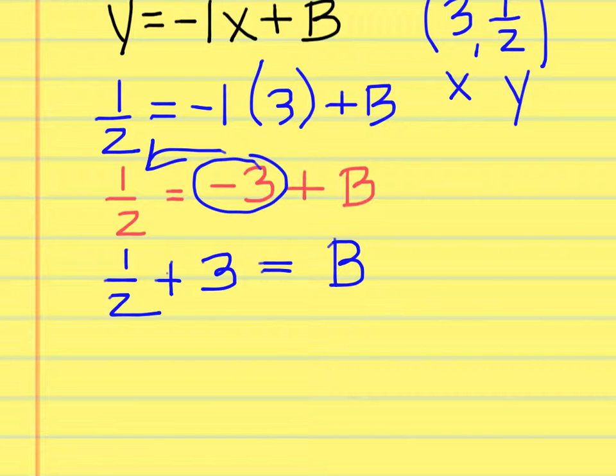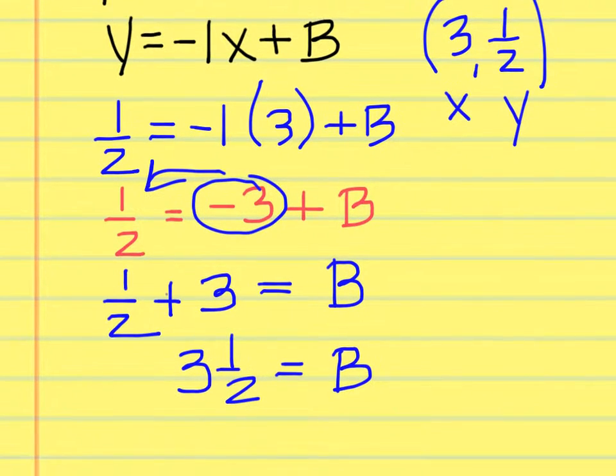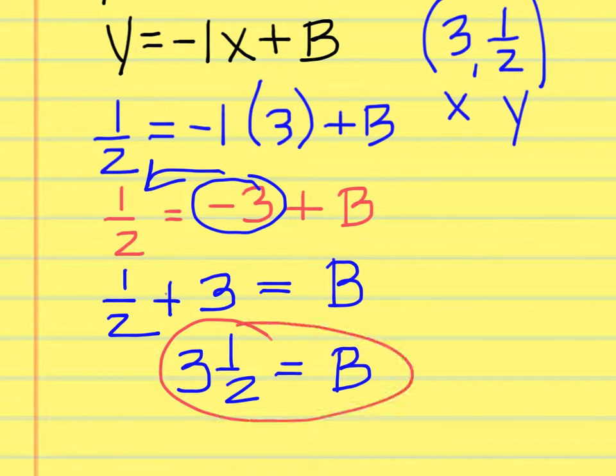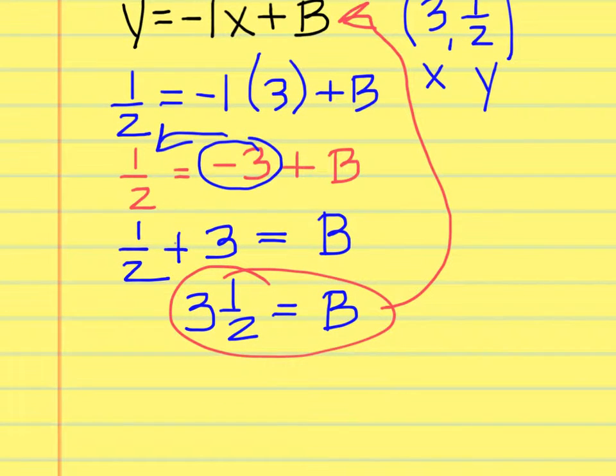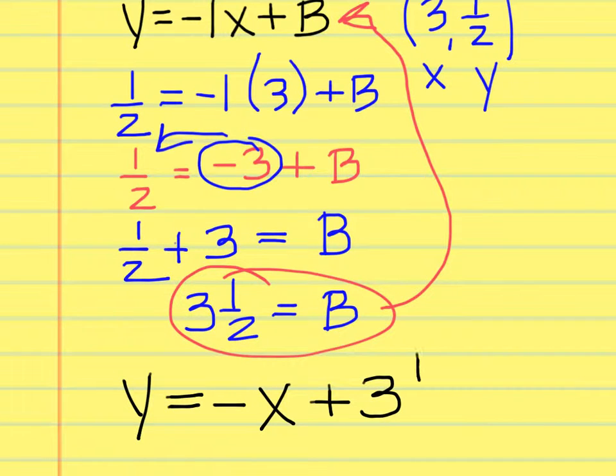So now 3 plus 1/2. 3 plus 1/2 is 3 1/2. So 3 1/2 equals b. Now don't forget, your slope was -1. So fill in what you just found here for that b. So that means your equation is y equals, now notice I'm not putting -1, I'm just writing the negative sign, -x. That's the way it's supposed to be written. -x plus 3 1/2.